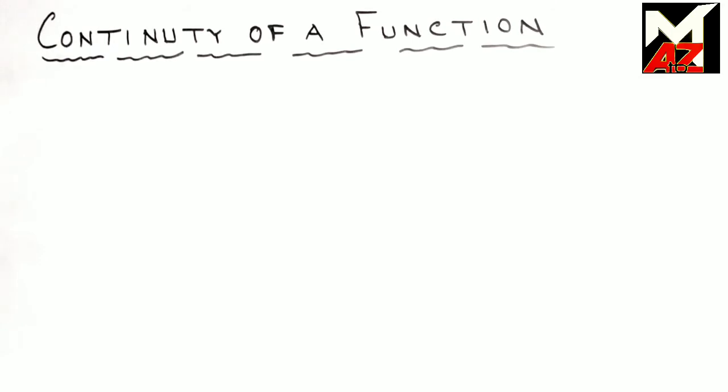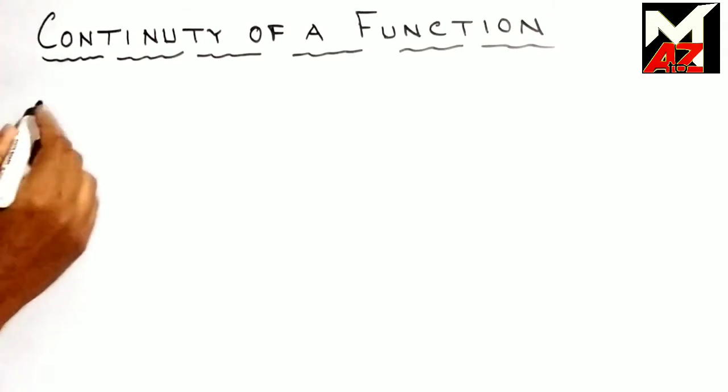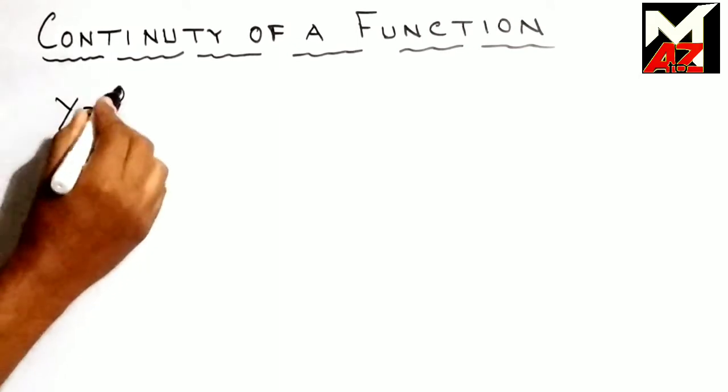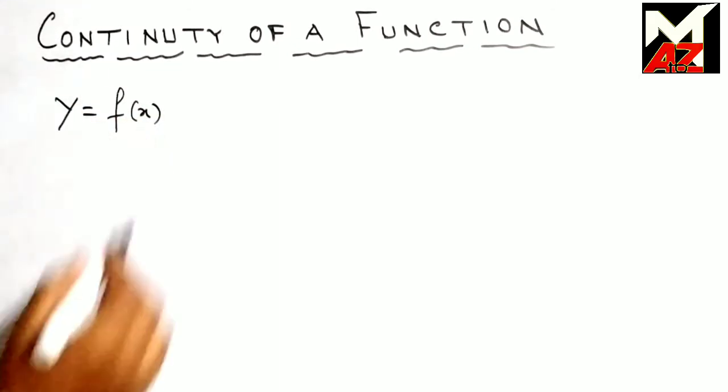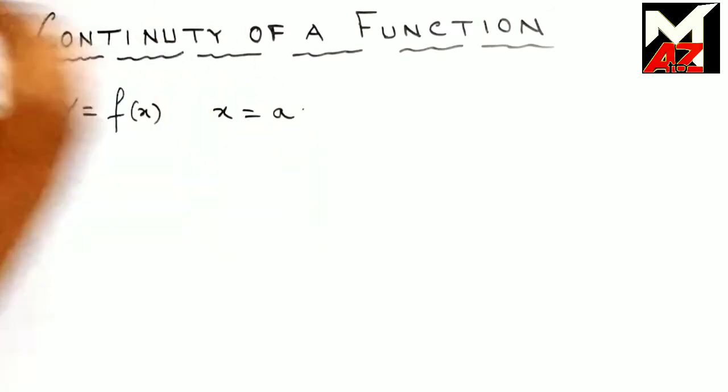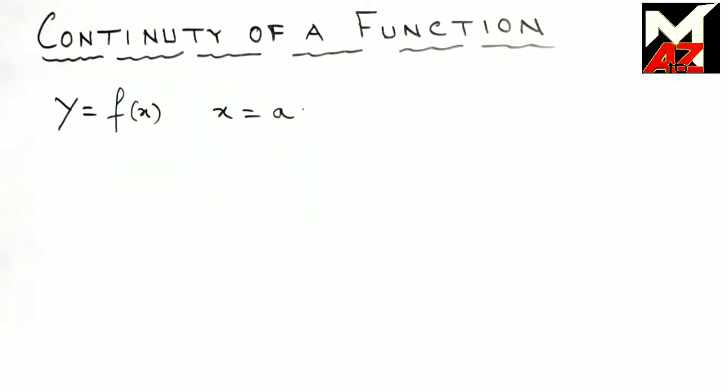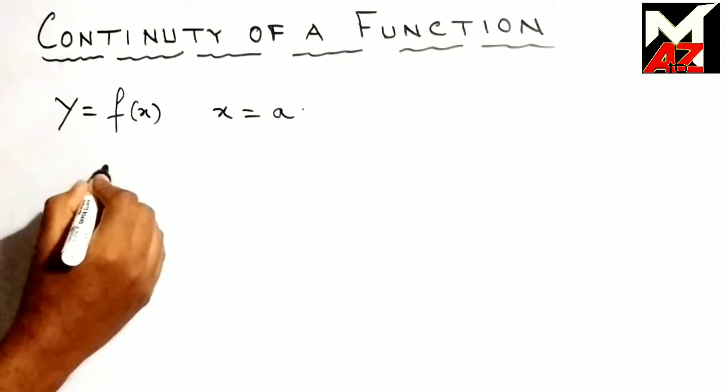Discuss continuity of a function of a single variable, that is, for a function y equal to f of x at x equal to a. For continuity of a function, we must get the functional value of f of x at x equal to a. That is, f of a must be defined.